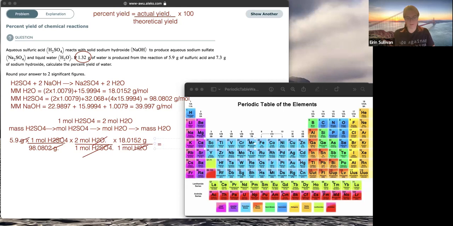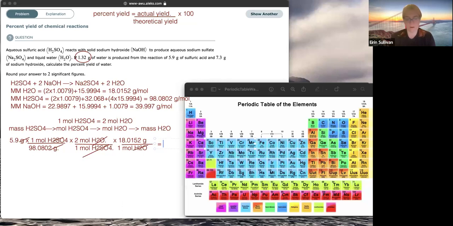Oh my goodness. 5.9 divided by 98.0802. Having to smash these buttons here, times 2 times 18.0152. Really? It's giving me a negative number. I'm going to have to use this phone calculator instead.